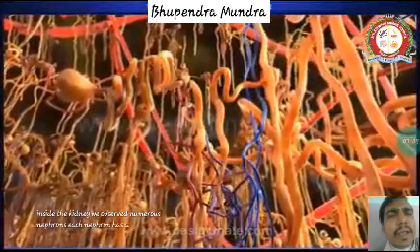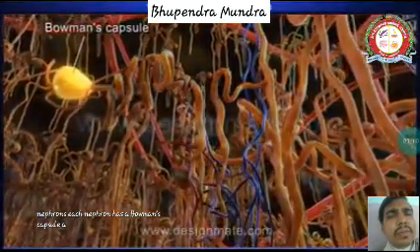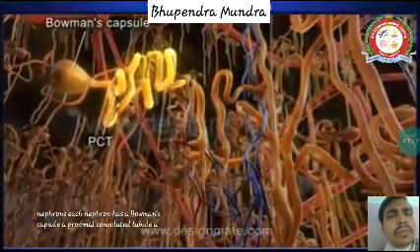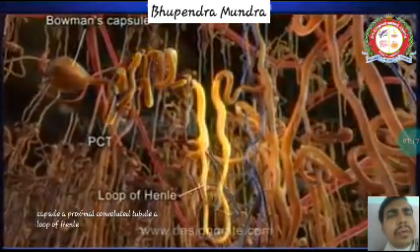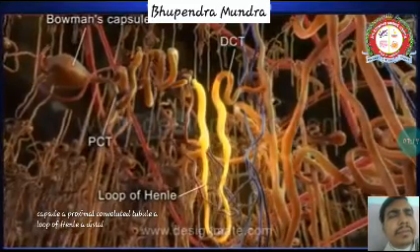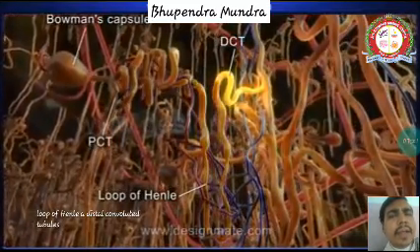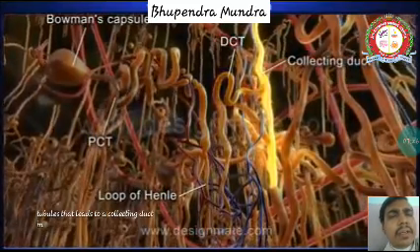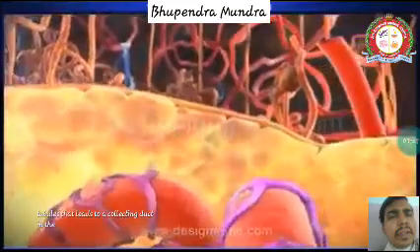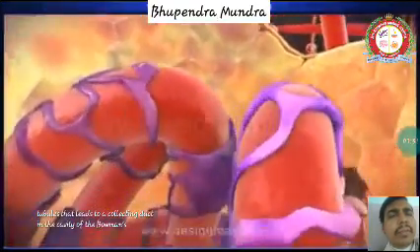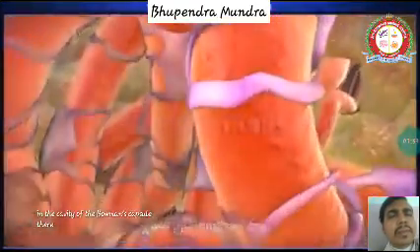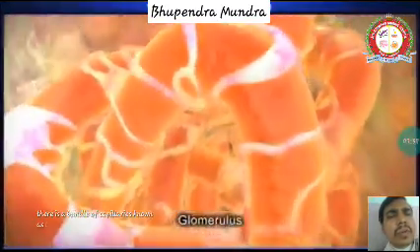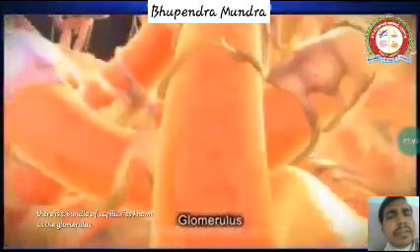Each nephron has a Bowman's capsule, a proximal convoluted tubule, a loop of Henle, and a distal convoluted tubule that leads to a collecting duct. In the cavity of the Bowman's capsule, there is a bundle of blood capillaries known as the glomerulus.